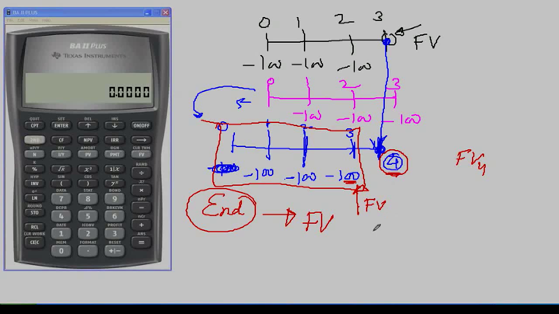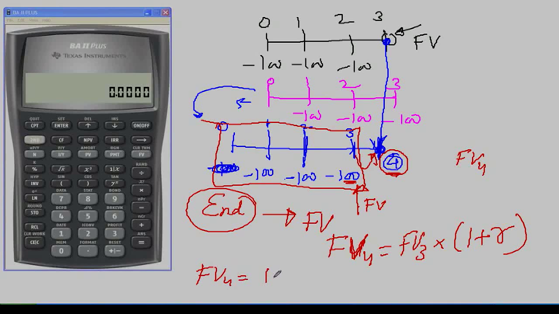Whatever this future value is, I will compound that. So future value at 4 will be future value at 3 into 1 plus r. So you will compound this from here to here. So future value 4 equals your future value 3 into 1.1. This is the way you will compute future value at 4, and future value of 4 is what you wanted.